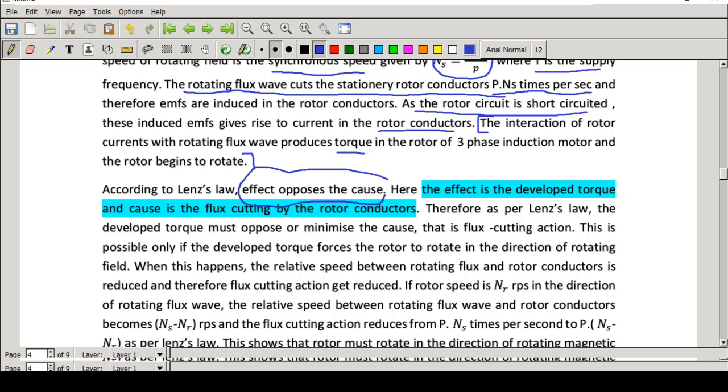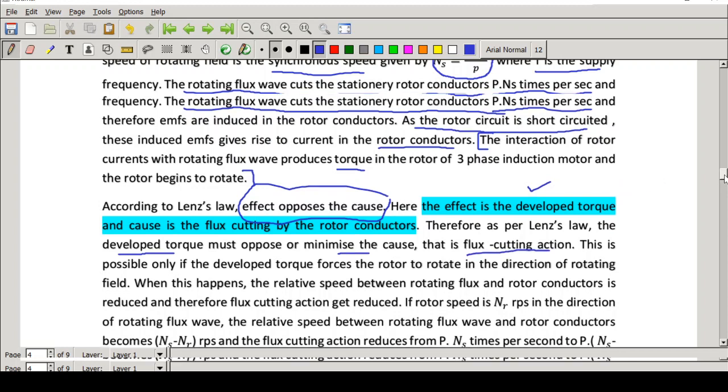So what is the effect? What is the cause? Here the effect is the torque. That is, a torque is developed. How is the torque developed? Due to interaction between the current carrying rotor conductors and the rotating magnetic field. Now what does this torque have to do? It will try to oppose the cause. What is the cause? Change in flux. So now the developed torque has to do something so as to minimize the change in flux, or minimize the flux cutting action.